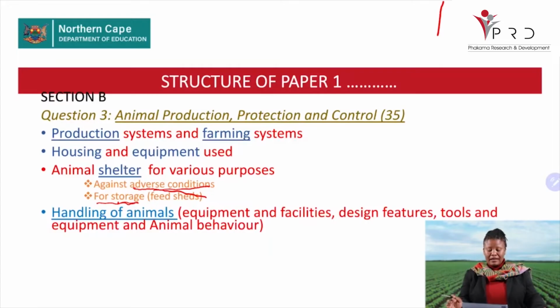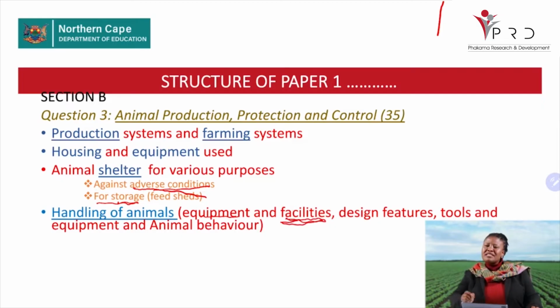And the other subtopic that is important for your question 3, you look at handling of animals. How do you handle animals? And the exam guideline says which reasons you must look at when you want to handle animals. So which equipment? Do you want a rope? Which facilities? We talk of feeding pens, or we talk of facilities to handle the animals.